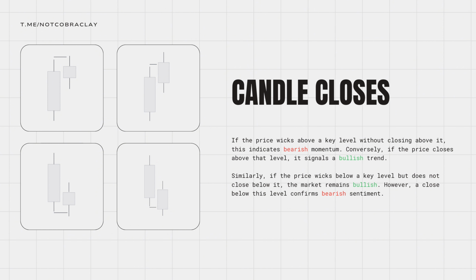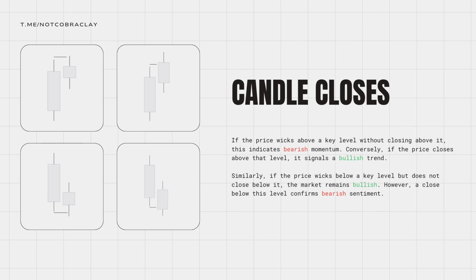It's like digging a hole into a wall. You simply dig a small hole in the wall, look through it, and that's it, and then you leave. If you want to break the whole wall, you have to get a bigger sledgehammer and crash the whole wall down because maybe you want to go through the wall. Conversely, if the price closes above that level, it signals a bullish trend.